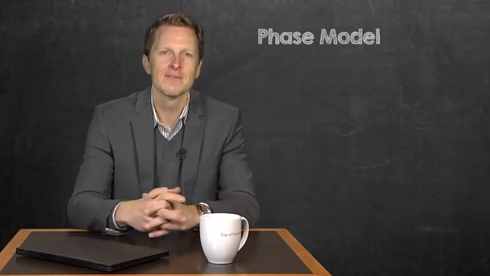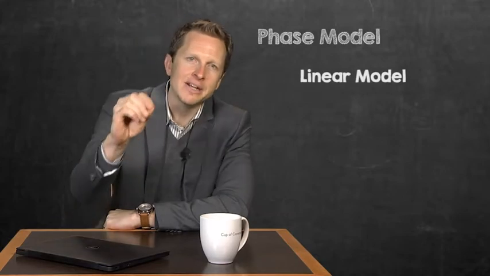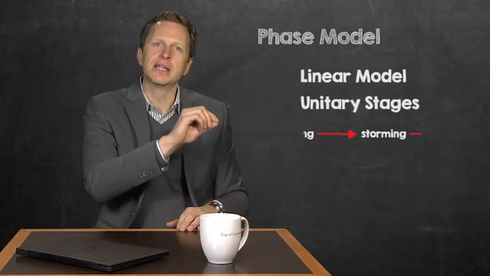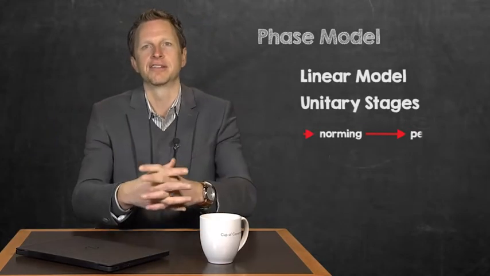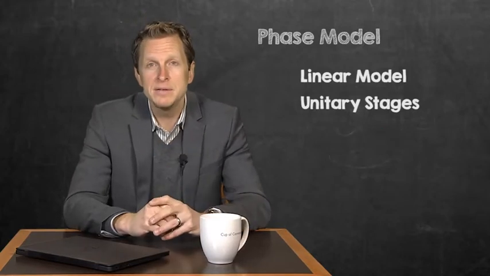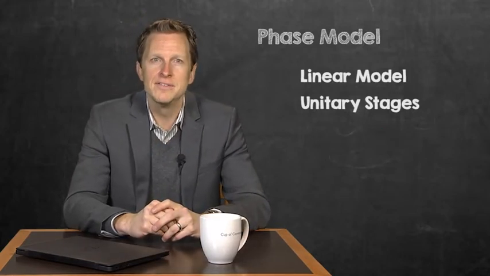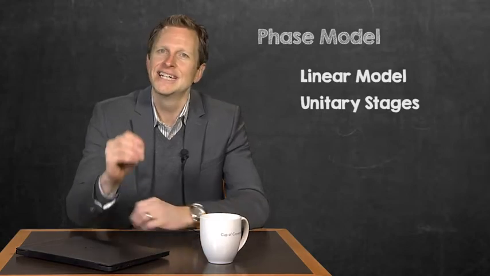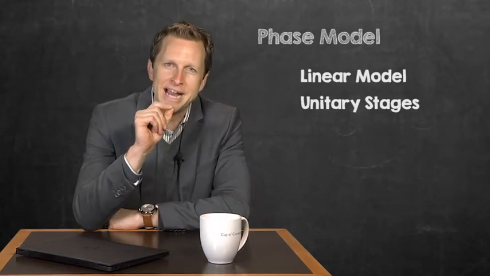See, the main critique of the phase model is that it's a linear model, assuming that groups move linearly through unitary stages. But despite the popular appeal of a phase model, researchers have demonstrated for years that this isn't exactly how many groups actually work. Here's the problem.